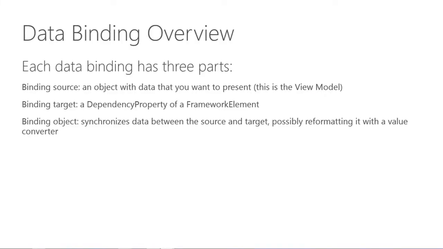Now, each data binding has three parts. You have the binding source, which is where your data is coming from. You have your binding target, which is where your data is going to, typically your view. And then you have the binding object, which synchronizes the data between those two things. And typically, that's kind of handled for you. You may actually be doing some reformatting of data along the way, so using a converter. And we'll talk about converters later on as well.